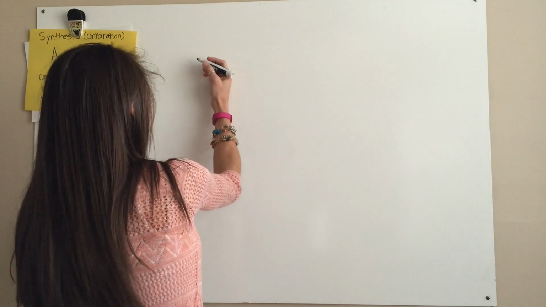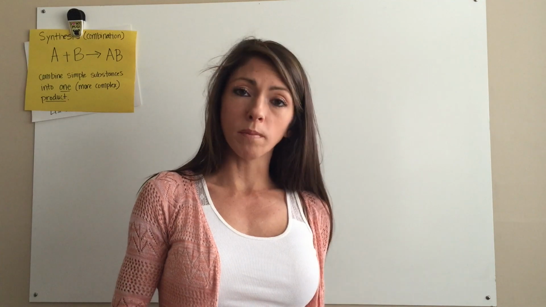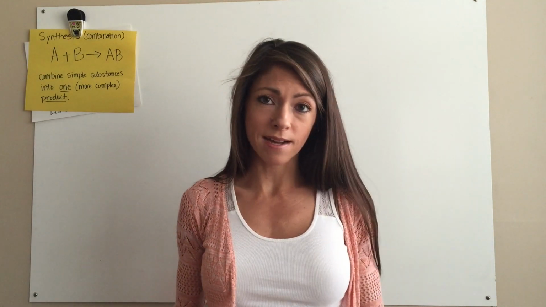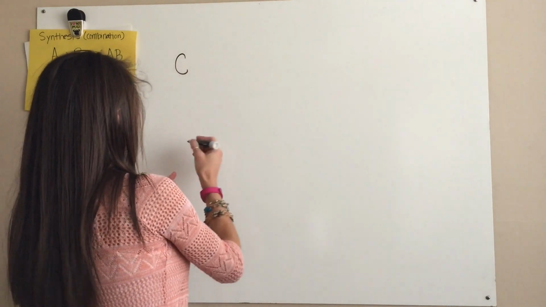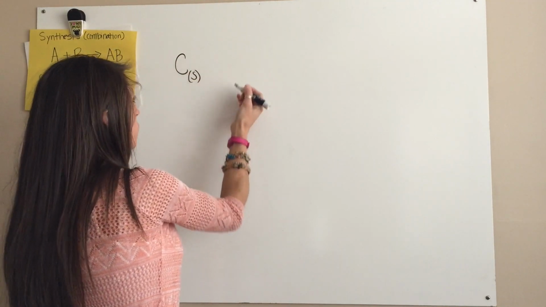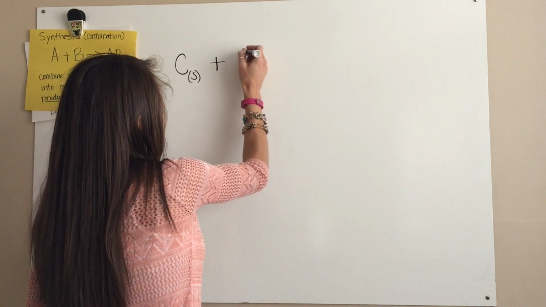So, for instance, if we were to have carbon combined with oxygen gas to form carbon dioxide. Carbon as a free element would be in solid form. It is a solid at room temperature. We add it to oxygen.